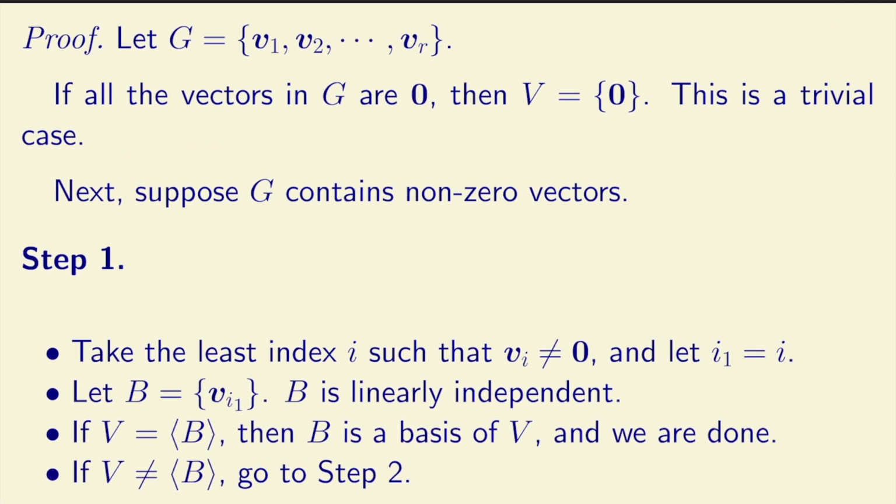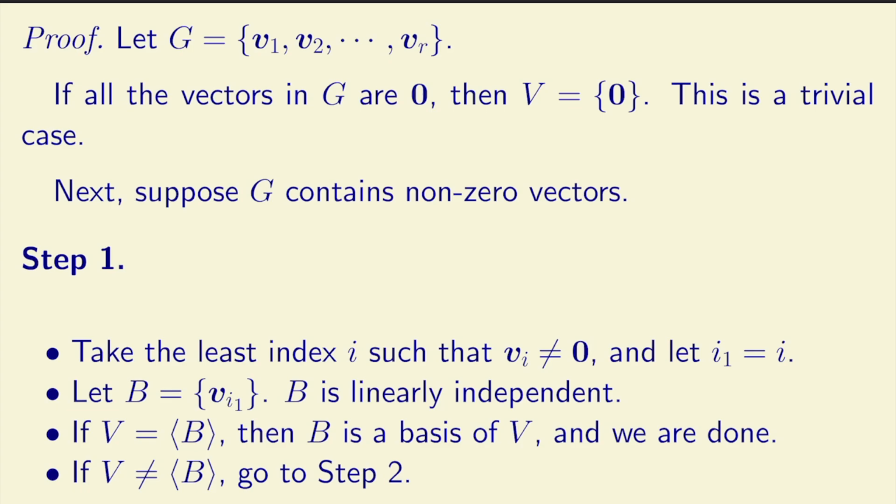First, let G be the set of these vectors v1, v2 up to vr. So we call it the initial set of generators. First, a trivial case. If all vectors in G are the zero vector, then V consists only of the zero vector. In this case, the empty set, or sometimes the set consisting of the zero vector, by convention, depending on the definition, is considered a basis. And we are done. Makes sense?